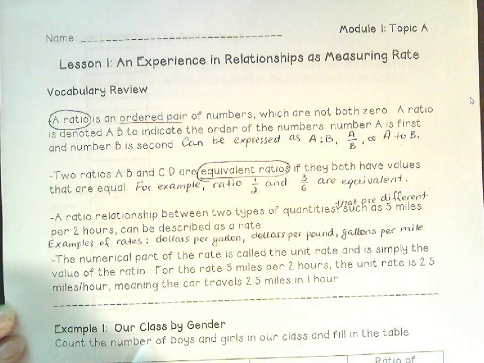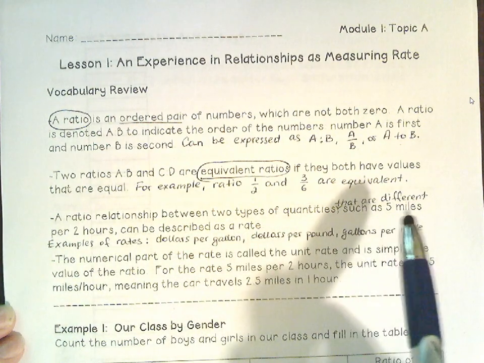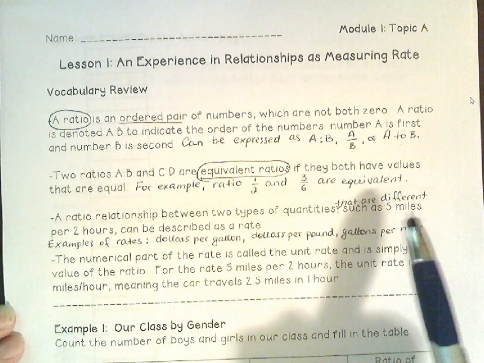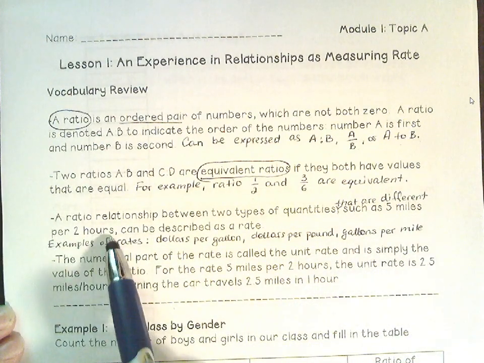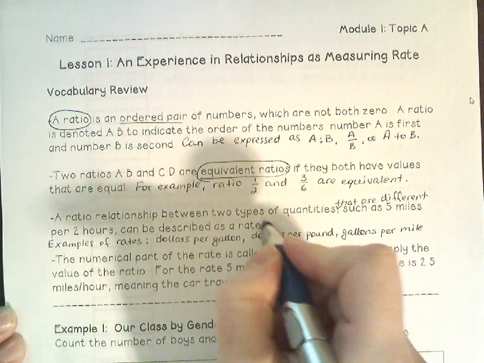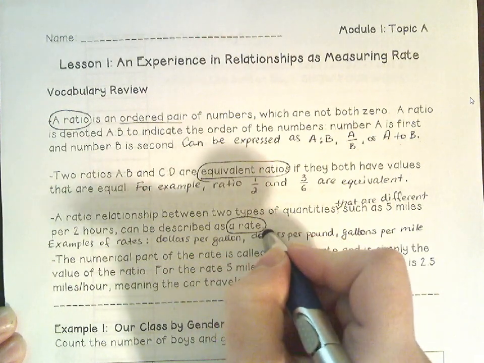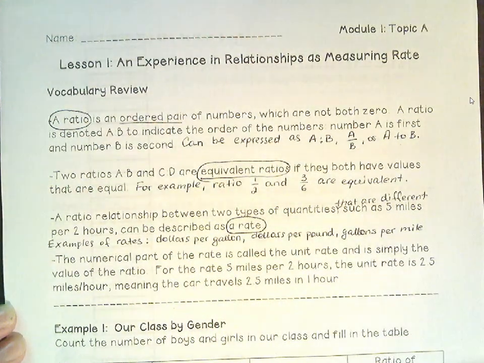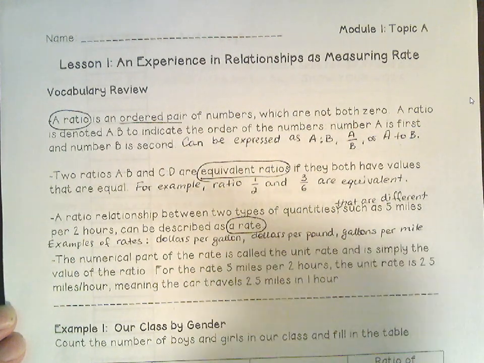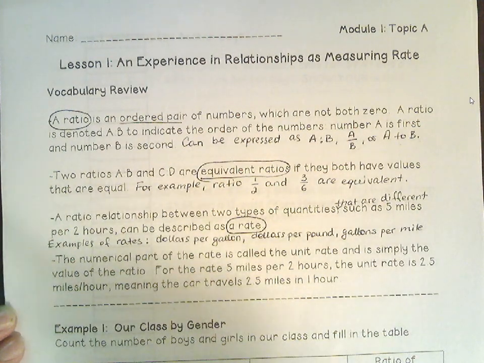A ratio relationship between two different types of quantities, such as 5 miles per 2 hours, can be described as a rate. So this is another vocabulary word, rate. Rate is the ratio between two different quantities. The examples of a rate can be dollars per gallon, dollars per pound, gallons per mile. We can go as heartbeats per minute. There are many different rates that we can come up with.